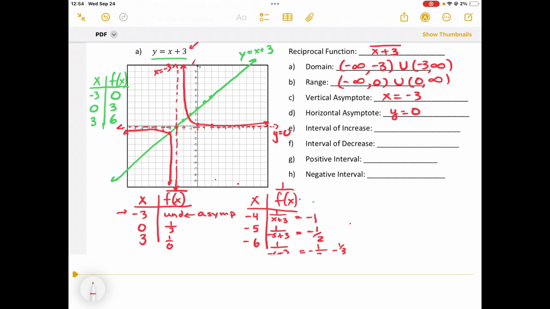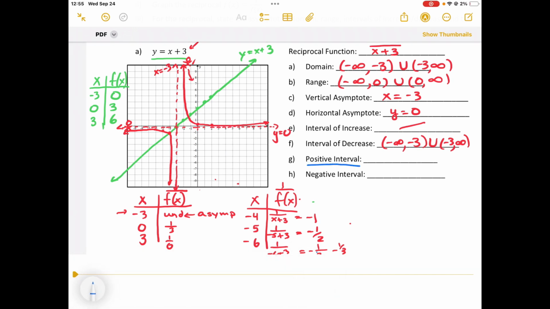My intervals of increase are the ones where it looks like I'm going uphill. I'm not going uphill in either of these situations. If I started right at the top, right here, and I went down this way, it would be like I am going down a slide. If I went on the other side, same thing. If I started here and went down, I would be going down. So I'm decreasing on both of those intervals, from minus infinity to minus 3 and minus 3 to positive infinity. And then intervals of increase are none. I'm not climbing either of those parts of the graph.